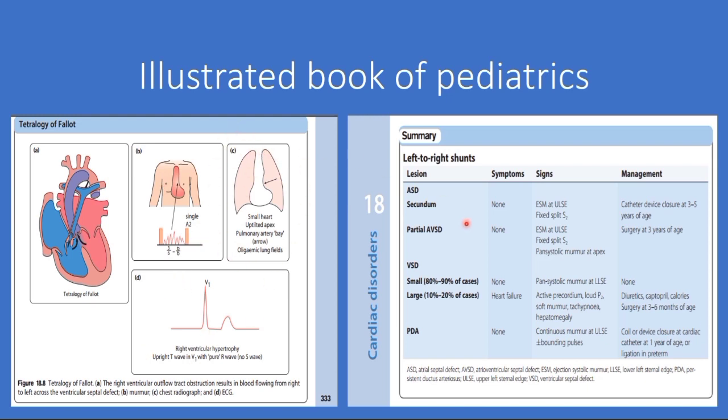Now if you see the second diagram, which shows the left to right shunts, in which I am only describing the large VSD. If you see the large VSD, symptoms are of heart failure. You know the heart failure symptoms: tachypnea, tachycardia, hepatomegaly. If you see the signs: active precordium, loud P2, soft systolic murmur, tachypnea, hepatomegaly. If you see the management: diuretics, captopril, high calorie intake, and surgery at 3 to 6 months of age.